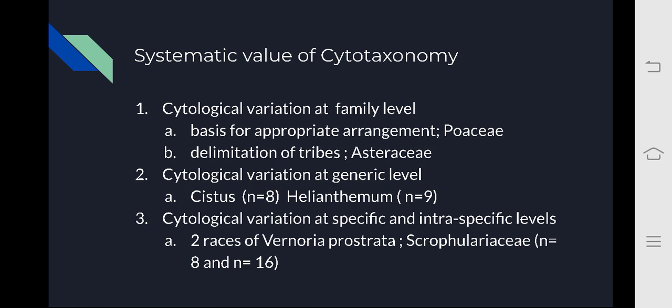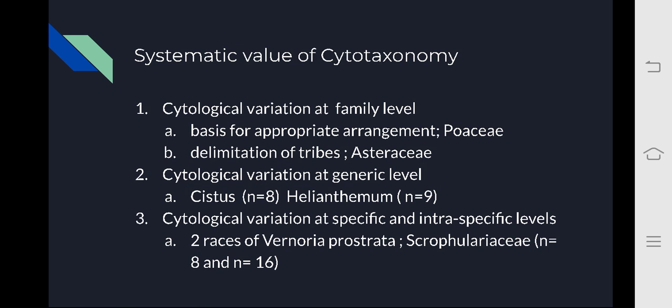The second category is the cytological variations at generic level. An example is that the genus Cistus from the family Cistaceae was formerly included under Helianthemum. However, its basic chromosome number is 8 and that of Helianthemum is 9. So this supports the recognition of Cistus as a separate genus. In this case too, the chromosome number made this genus to be separated.